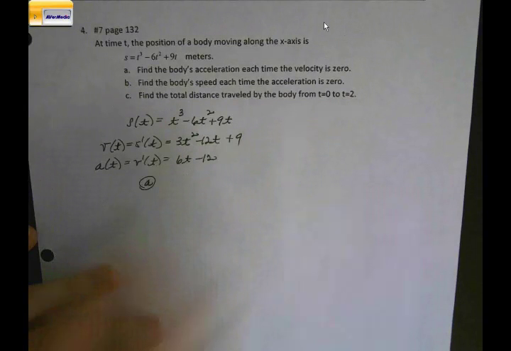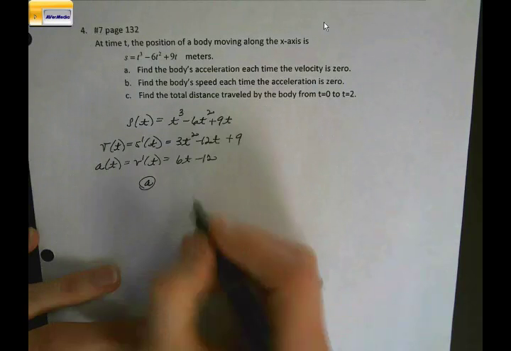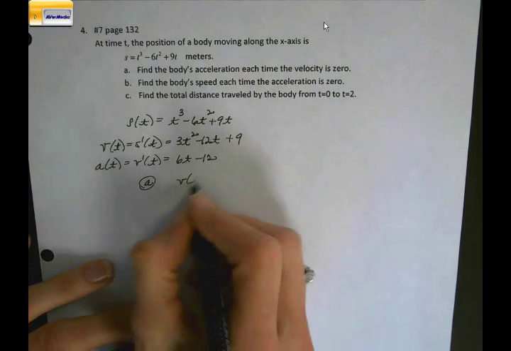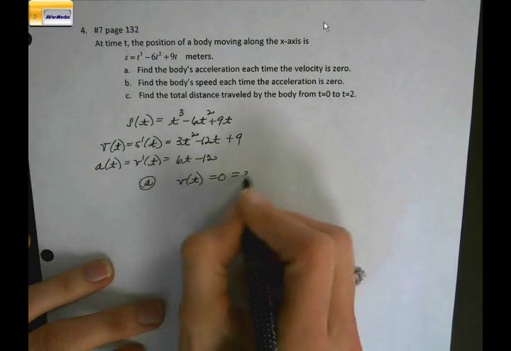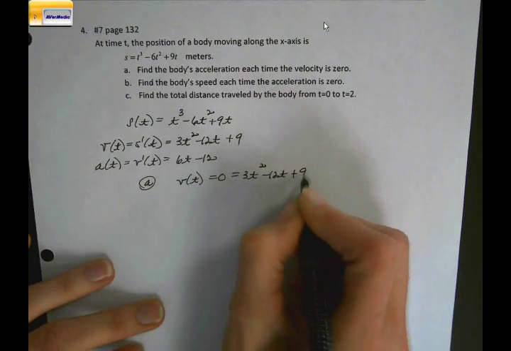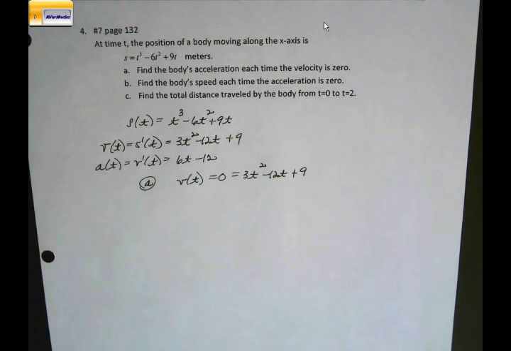Part A. Find the body's acceleration each time the velocity is 0. We have to figure out when the velocity is 0. So velocity equals 0 when we set 3t squared minus 12t plus 9 equal to 0.